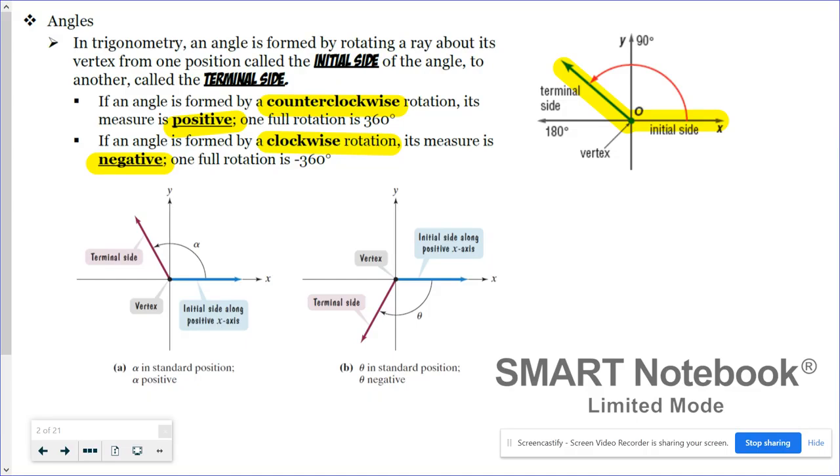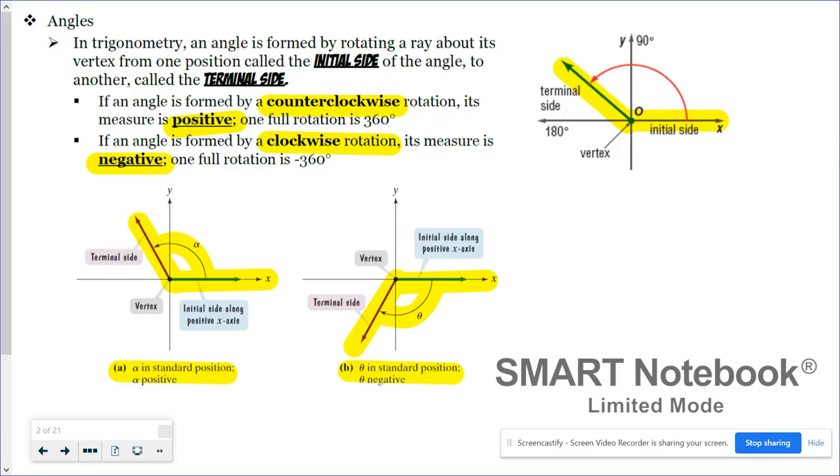Below here, I have an example of a positive angle versus a negative angle. In this first one, the angle alpha is in standard position and alpha is positive. Standard position means the initial side is along the positive x-axis, and then you've got your terminal side. Notice the directional arrow is moving in a counterclockwise direction, making this angle positive. Whereas on the right-hand side, theta is in standard position with the initial side on the positive x-axis. However, there's your terminal side, and look at that directional arrow. It's going clockwise, making this angle negative.